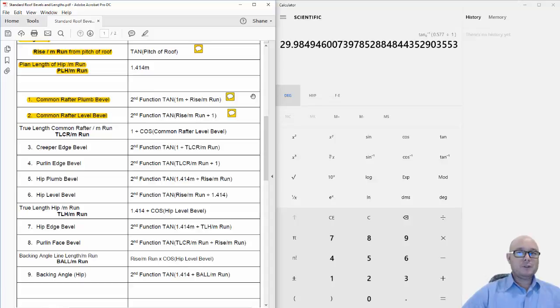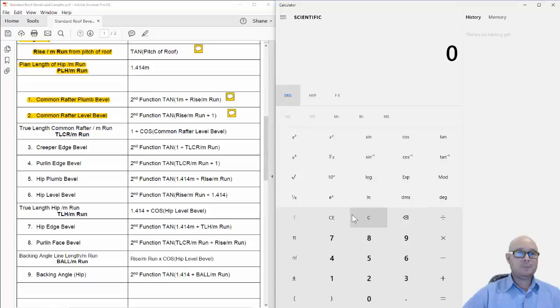So before I move on to the next calculation, I'll just clear the calculator. And I need to work out the true length of common rafter per metre run, which is the TLCR per metre run. I can't do the next bevel until I've worked this out. So I've set out this formula sheet in the way, or the procedure, that you would need to use. So I'll just highlight that there. That's the next one that we go on to.